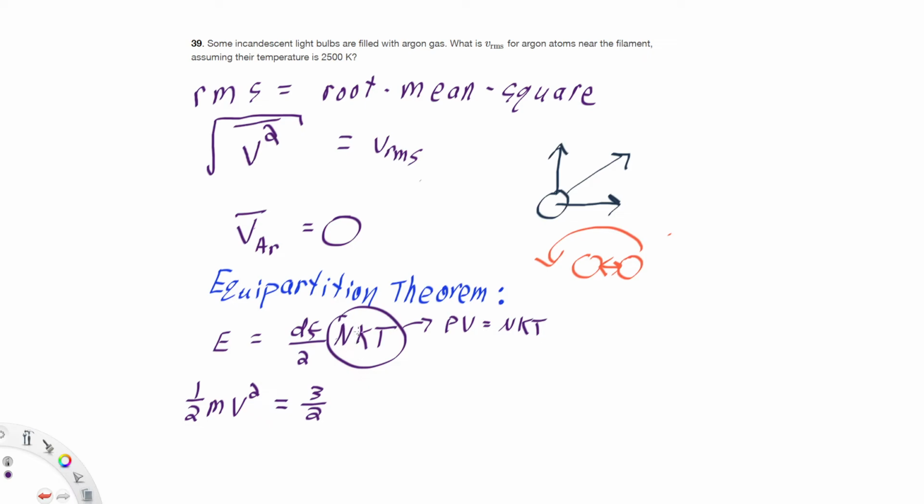And then N here is the number of particles. If we're just considering a single argon atom, then that's just going to be 1. Boltzmann's constant is a number we have to look up, and the temperature has to be in Kelvin. So 2500 Kelvin.